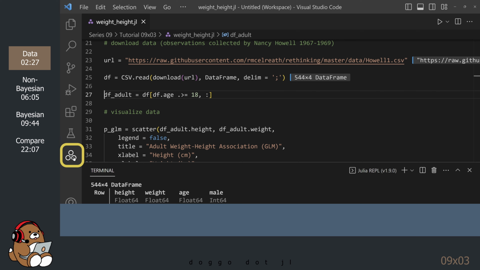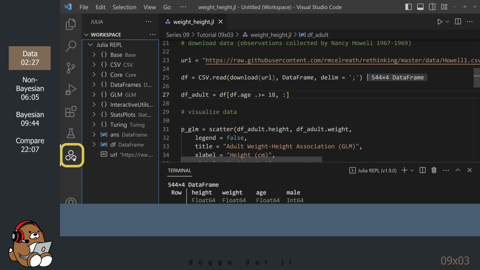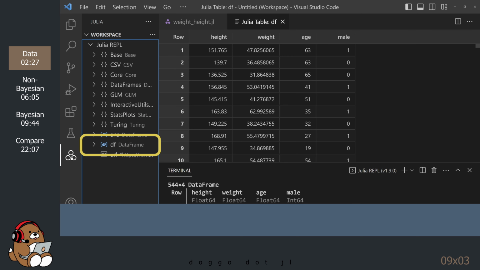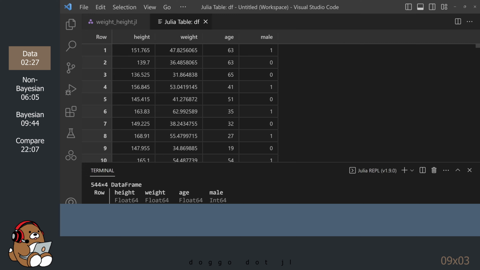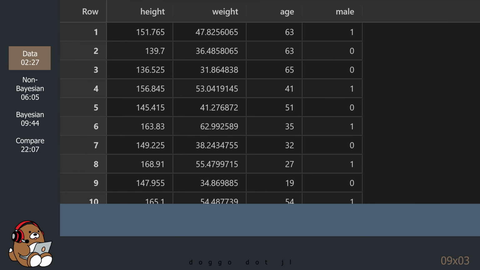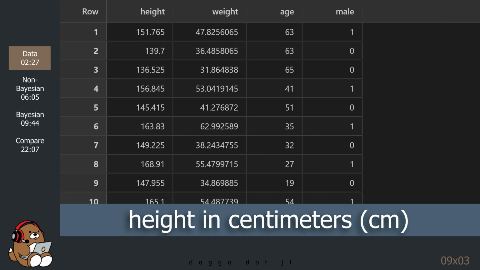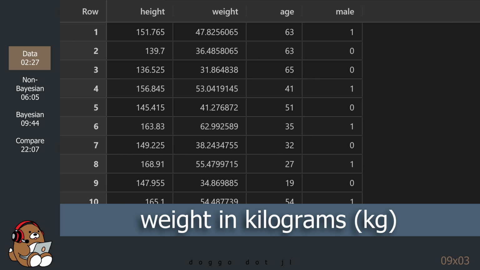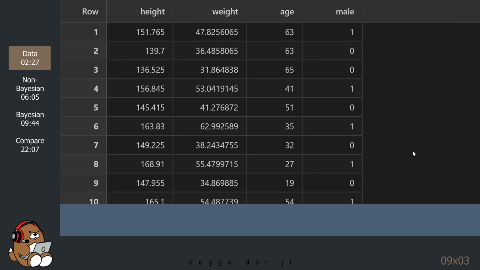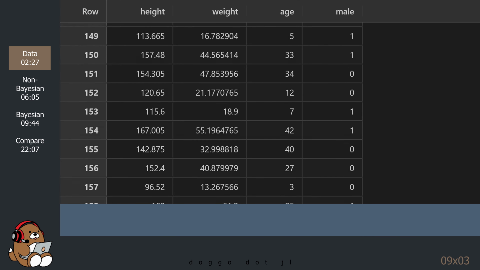Click on the Julia logo icon along the left-hand side of VS Code and look for the df variable. Click on the table icon on the right side of that line. This is a dataset with 4 columns for height, weight, age, and gender. The heights are in centimeters, and the weights are in kilograms. This dataset contains 544 rows.